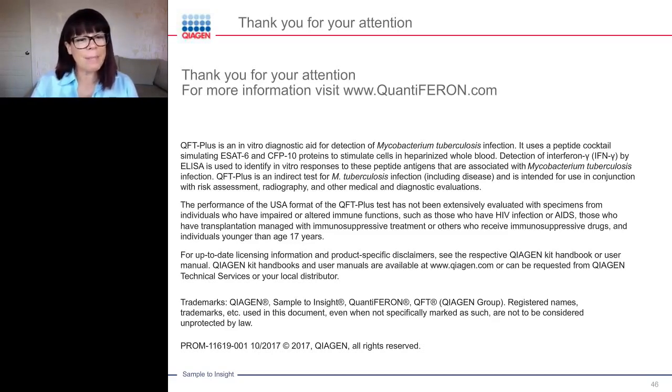And since we have some time constraints, this will be the last question of the day. And this question asks, do you still need the four tubes if the single tube blood collection is used?